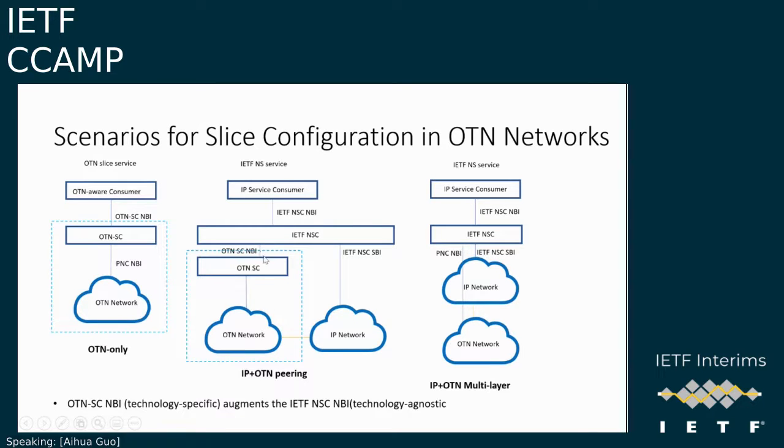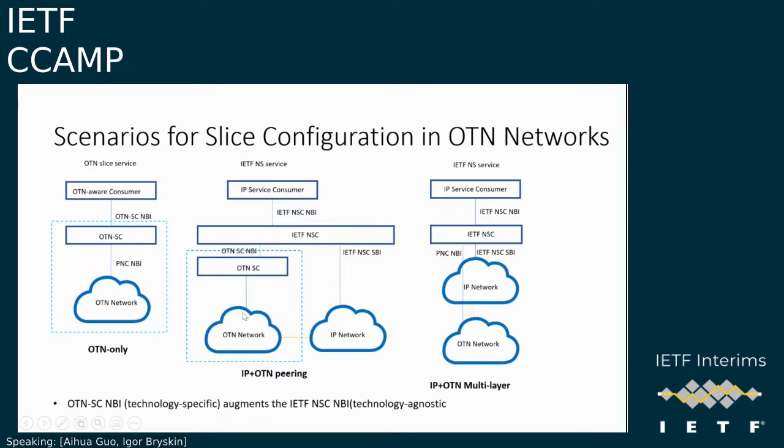Oh, for this picture, yes, you're right. So the IETF network slice controller can directly use the PNC NBI to realize the slice in OTN, right? But it also has an option to delegate the piece of the slice configuration to the OTN slice controller with an intent-like interface. And the framework also points out that we could configure a slice either in a hierarchical way or stitch them together, right? So in that sense, when we have an OTN SC NBI, we allow both options to work.